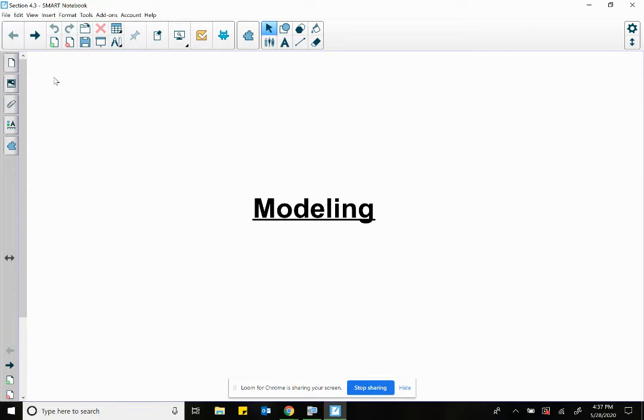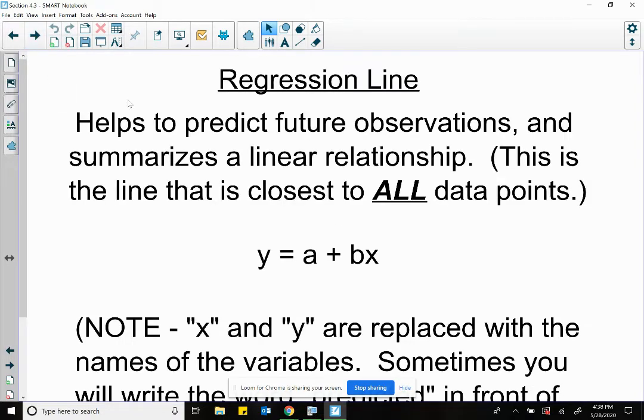Because it's quite interesting what it means and how it's really being found and what your calculator and StatCrunch does behind the scenes. Again, I'm going to let StatCrunch or my calculator do the dirty work for me. I am not going to do this by hand. That's just crazy. Okay, so let's talk about modeling and in terms of what we call a regression line.